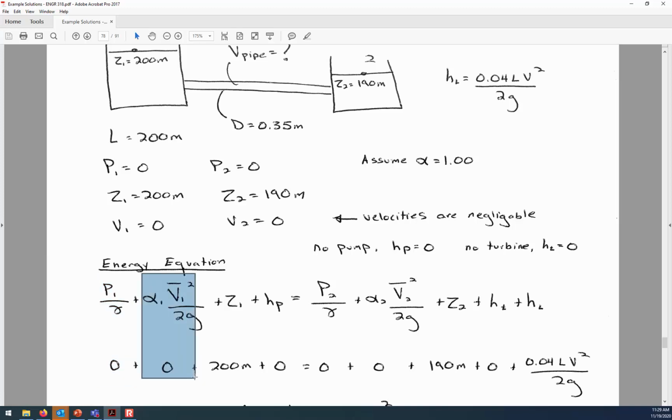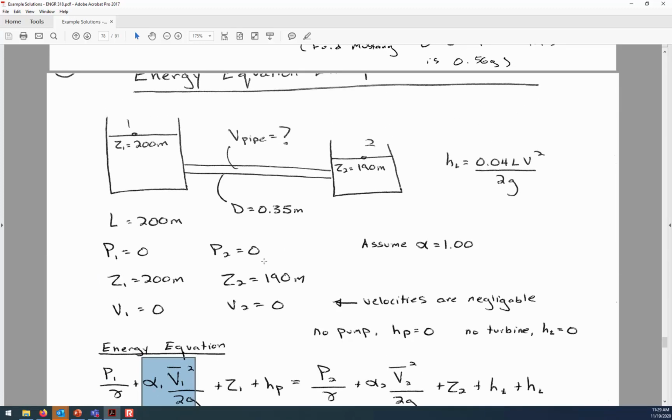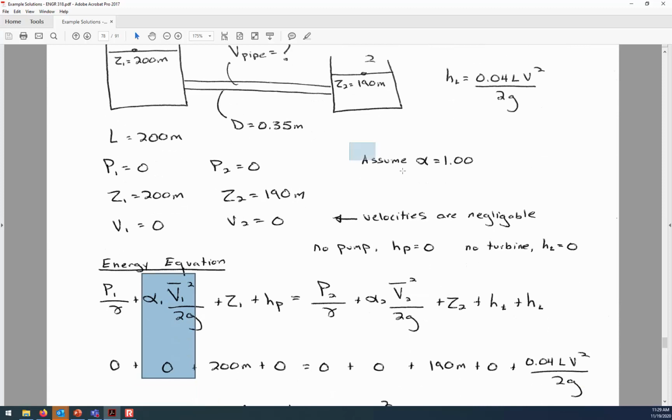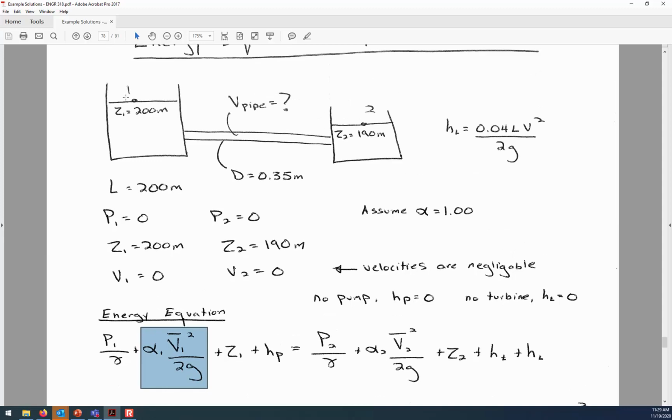So you can see that I've set the pressure head term to 0, the velocity head term to 0, and I think somewhere on here I say let's assume that alpha is 1, but we could have assumed it was 1.05. It wouldn't matter if we'd used that full, most accurate alpha correction factor because the velocity head term cancels out anyway, since the velocity in the tank is 0. Now the velocity in the pipe is not 0. V1 talks about the velocity in the tank at location 1.